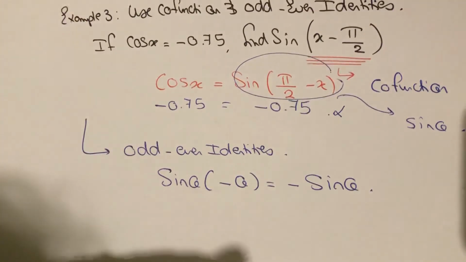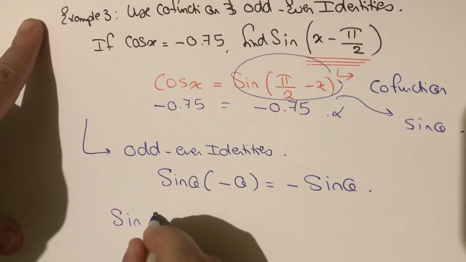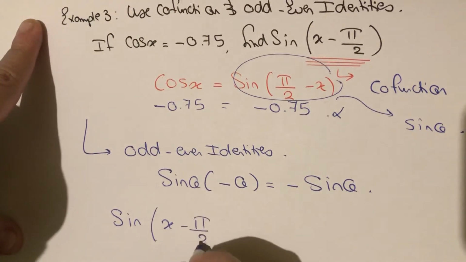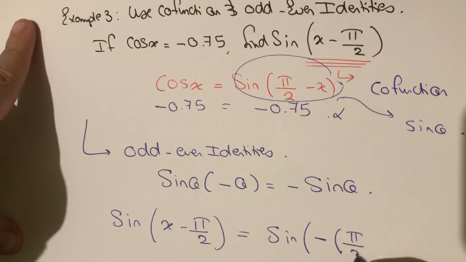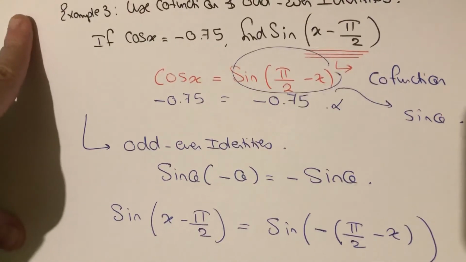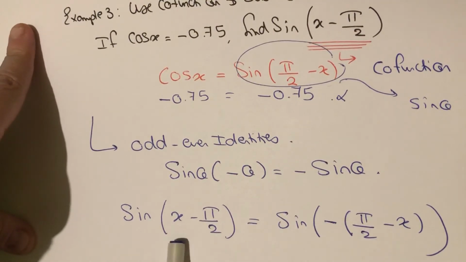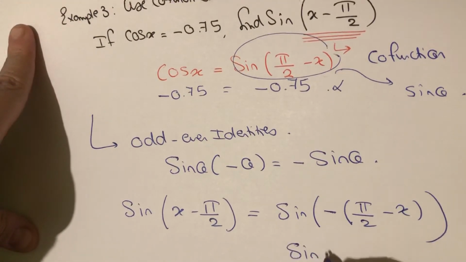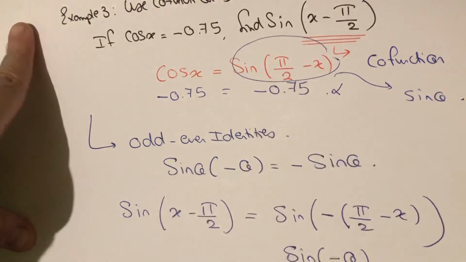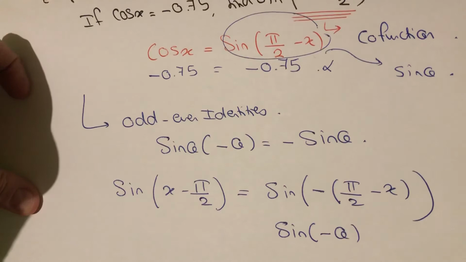What am I saying? Okay, if I have sine of x minus pi over 2, isn't it equal to sine of negative pi over 2 minus x? Isn't it the same? Try to distribute the negative. It's going to give you negative pi over 2, and it's going to give you positive x, which is like this. So this is exactly as sine negative theta. If sine theta is pi over 2 minus x, sine negative theta is negative pi over 2 minus x.